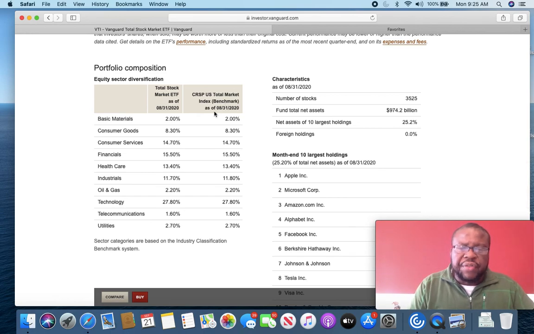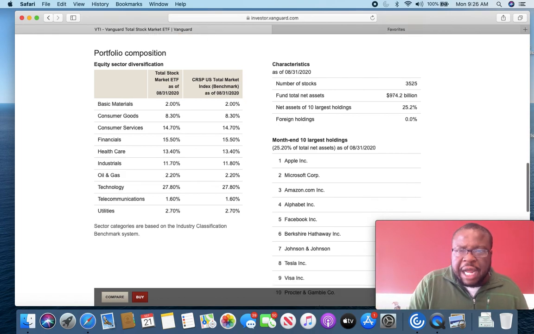So the total stock market, it's weighted about 2% in basic materials. So they picked the ETF and they made it identical. It's 8.30% consumer foods, so they make the ETF the same. And you realize everything is identical. It matches it perfectly. That's why you are the market. The market goes up, you go up, because you're just like it. The market goes down, you go down. It's just like it. Top 10 holdings.